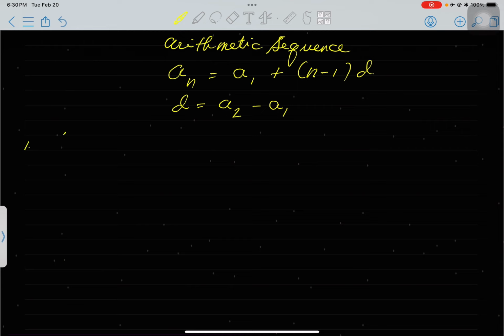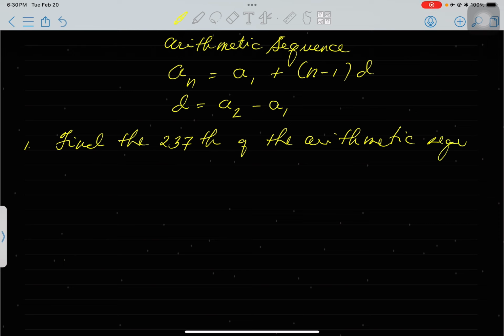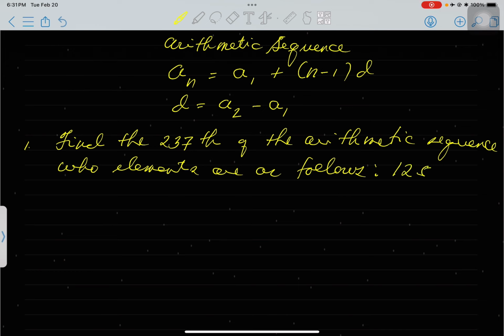Let's say we are going to find the 237th term of the arithmetic sequence whose elements are as follows. Let's say we have the first term, 12,589 x to the power of 5.